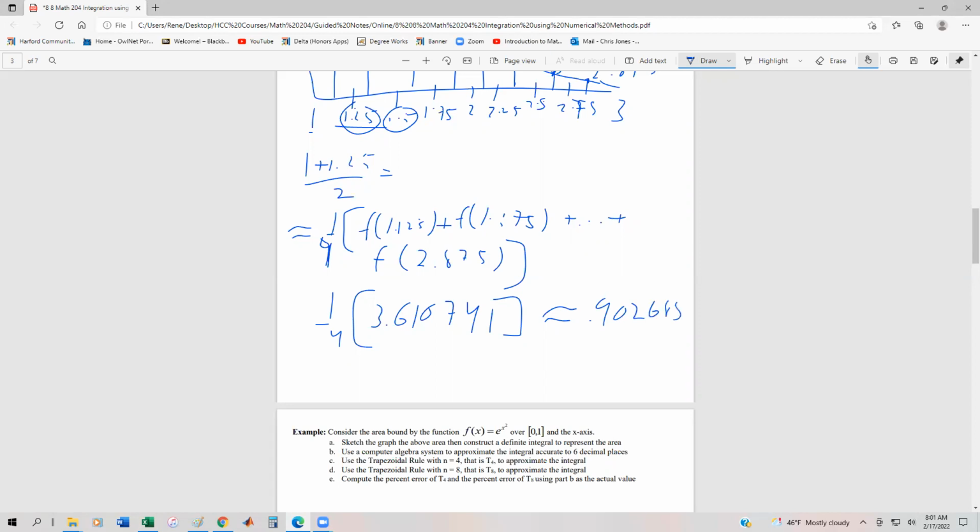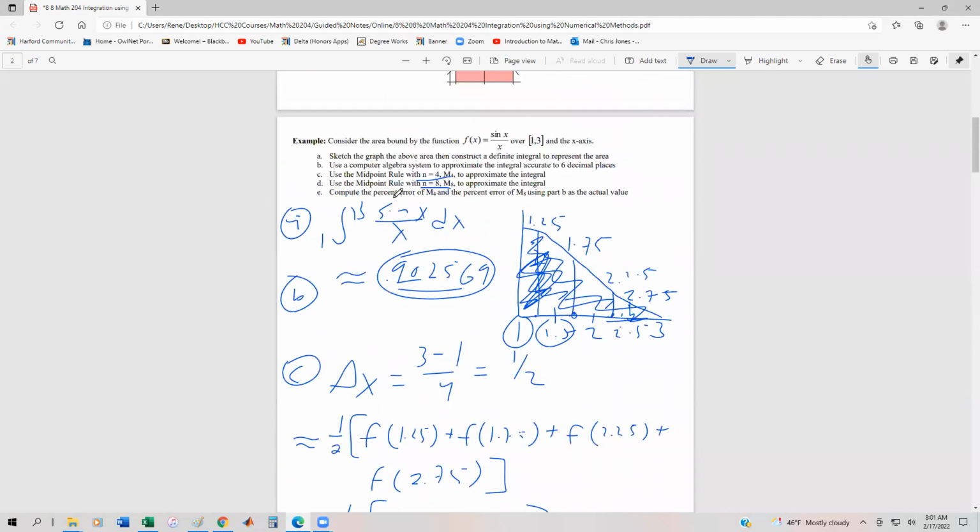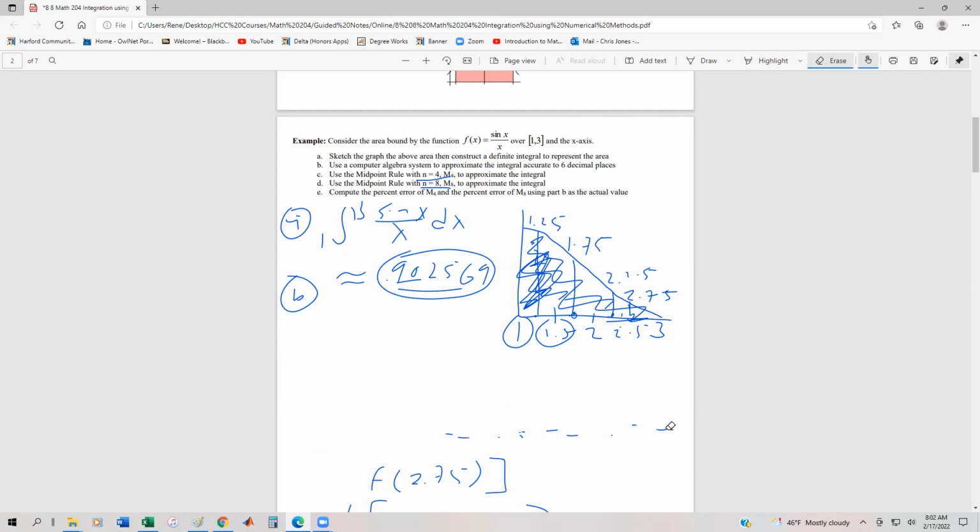So that's going to be 0.902685. All right. So the last part of this problem asks us to find the percent error of M4 and the percent error of M8. And we're going to use part B, which is this 0.9026596. All right. So the goal is to see whether by increasing the number of rectangles we get a better approximation for this integral. And we're going to see that that does happen. So just one moment while I erase this stuff so we can do that part.